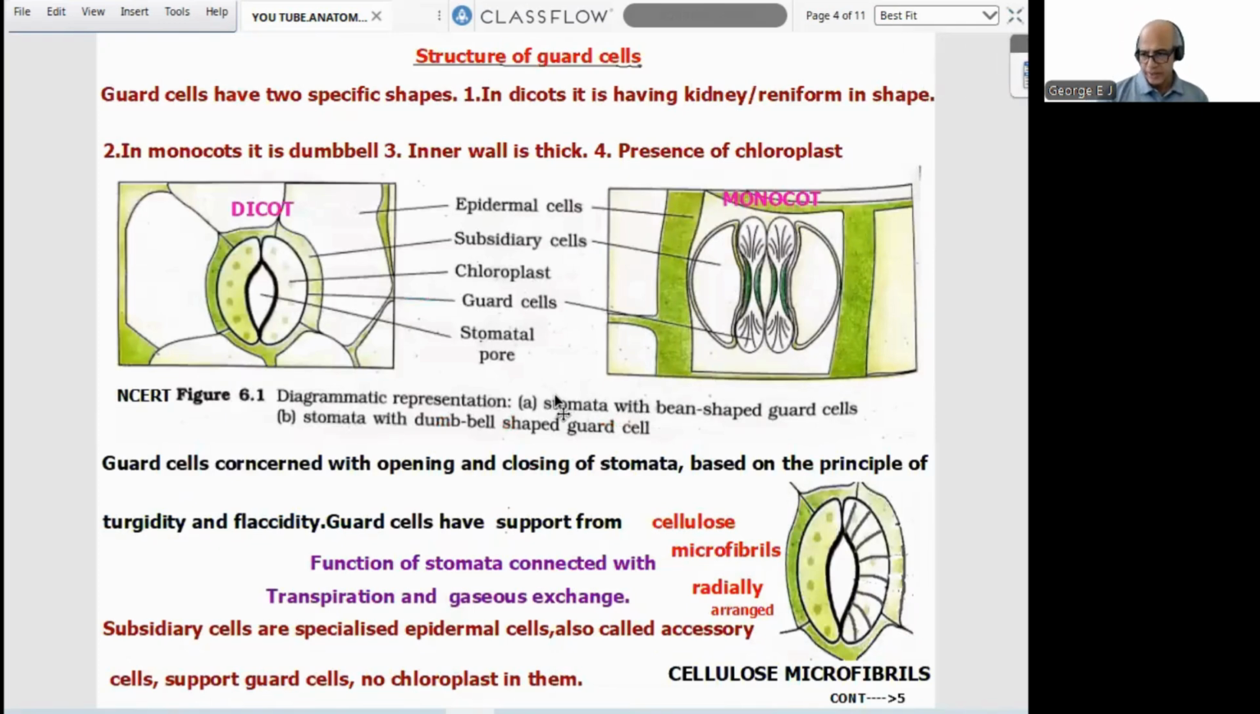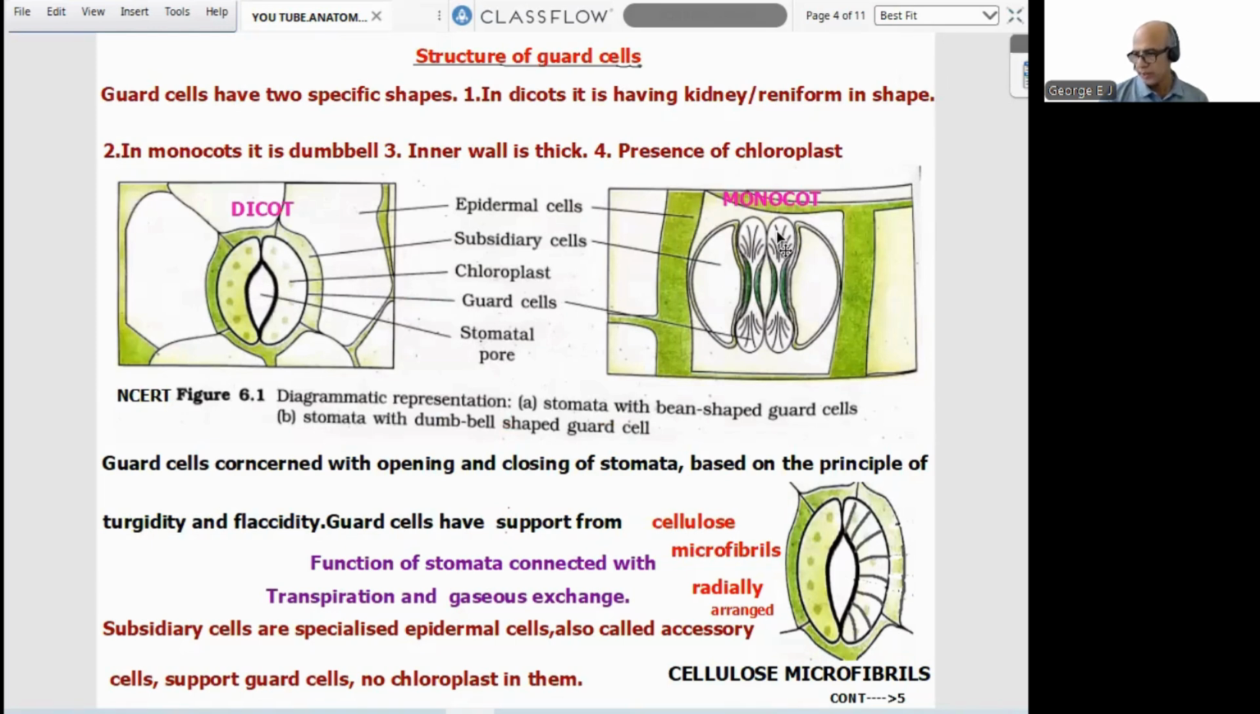See, guard cells. Guard cell means this one. These two are guard cells here. These two are guard cells. So guard cells have two specific shapes. In dicot, it is having kidney shape. See this one, kidney shape, otherwise reniform in shape.